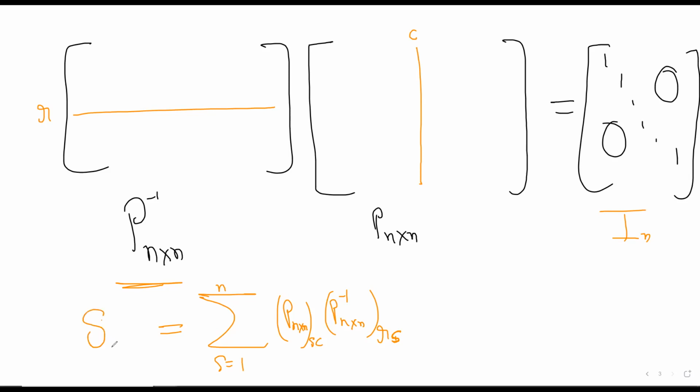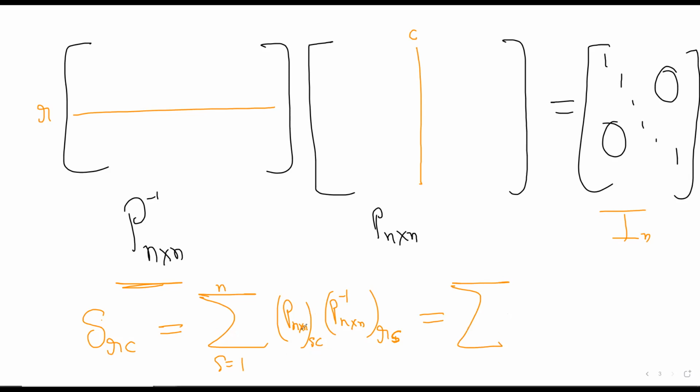This thing we call delta RC, the Kronecker delta function. If you don't want to write it, then you have to write some words: it is equal to 1 if R is equal to C, 0 otherwise. Just like the discrete one. It's just a function, but that is not very important. What is important is that this thing comes out like this.